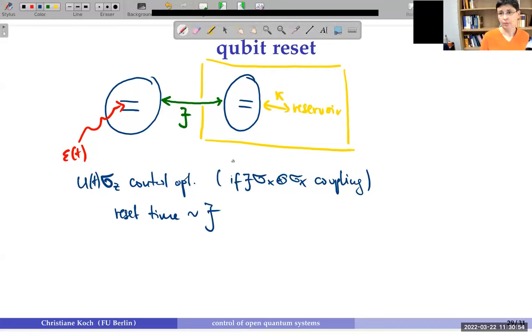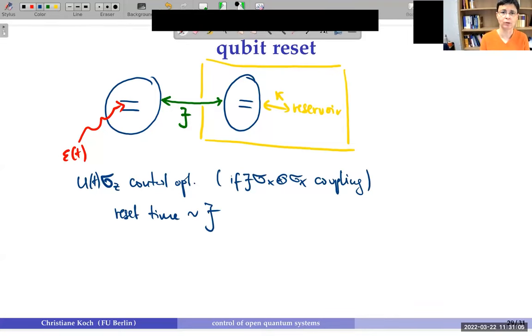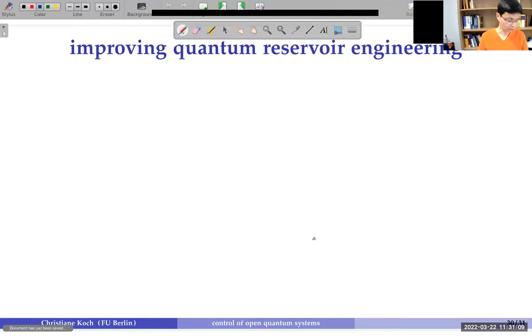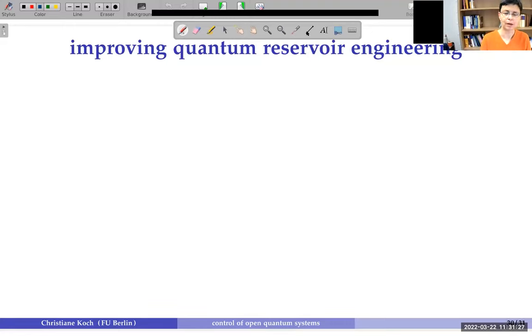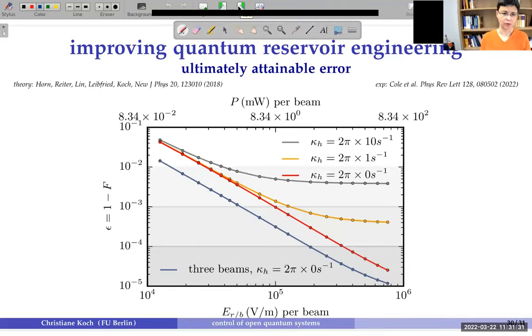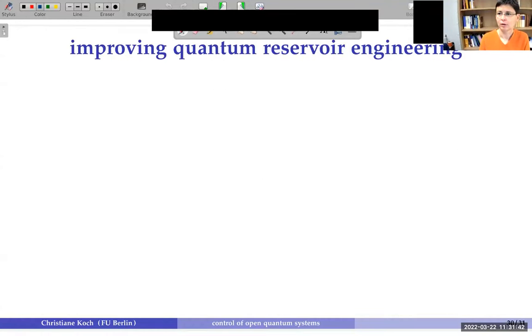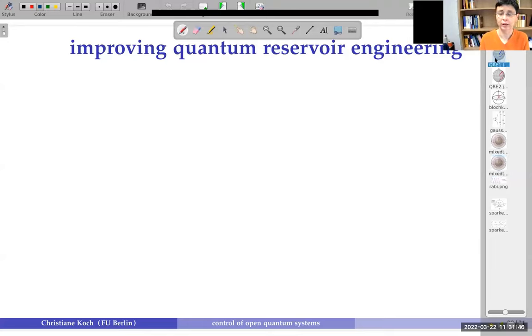So this is something that, because the setup is so simple, you can already look at yourself numerically with the help of the notebooks, with the help of these examples in the package that I told you about. And we've also looked at how to improve quantum reservoir engineering. I forgot to put the graphics. Never mind, I can also tell you. So we looked at using the tools of optimal control. Now I remember what I wanted to do. I wanted to explain to you what is quantum reservoir engineering.